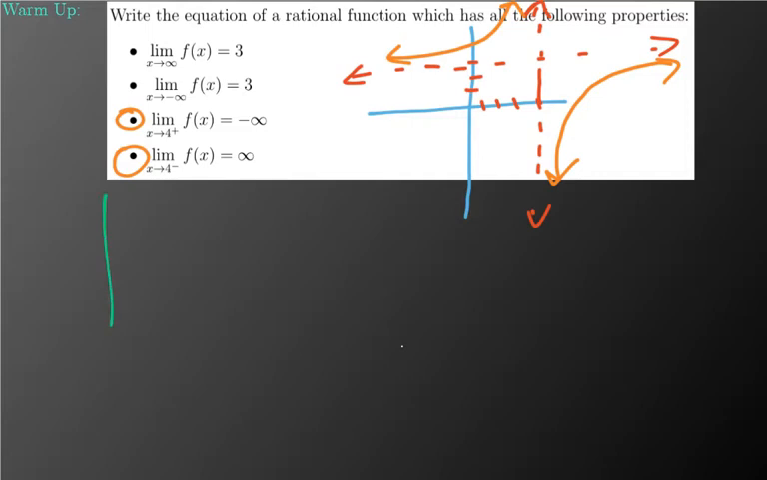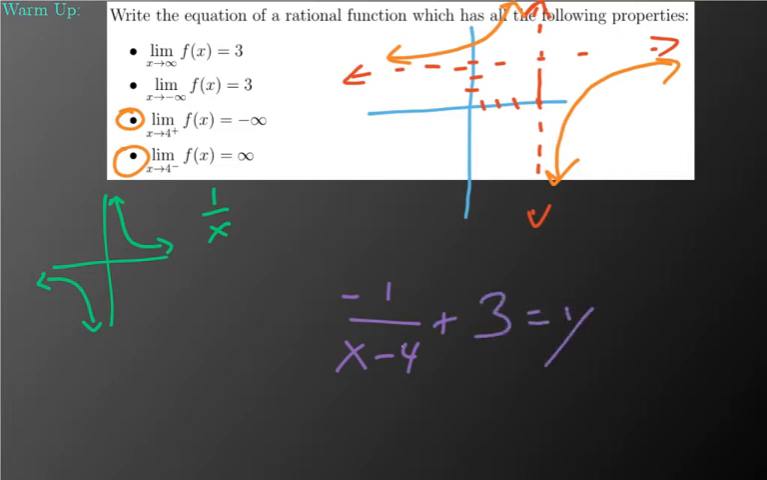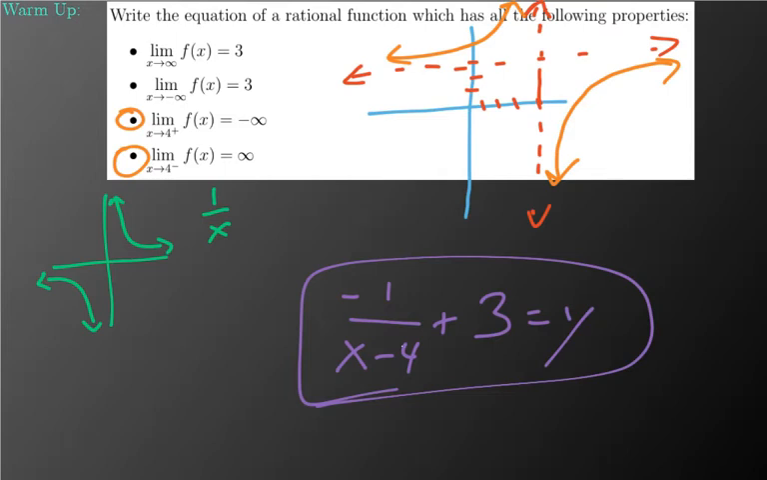What I'm basically doing is basing it off of our normal odd parent function, 1 over x. And so based on that, I can see that it's flipped, right? So there's a negative. I can see that it's shifted to the right 4, so I'm going to need a minus 4. And then it's also shifted up 3, so I'm going to need a plus 3. So this equation, if you graph it in Desmos or something, you're going to see something that looks like that. It fits these 4 conditions right here.